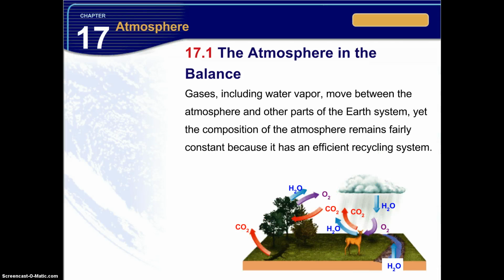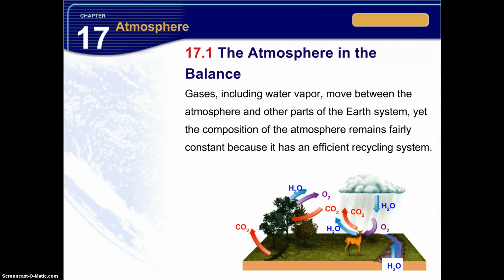So these are examples of recycling of atmospheric materials. Now gases, including water vapor, move between the atmosphere and other parts of the Earth system. Remember, the Earth system is composed of the four main spheres. Biosphere, in this case we're looking at deer, all the plants. We have the geosphere, you can see the riverbed there, any other solid material that you see.